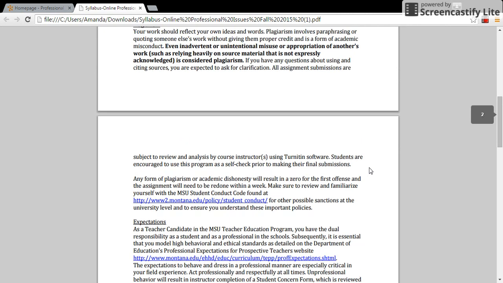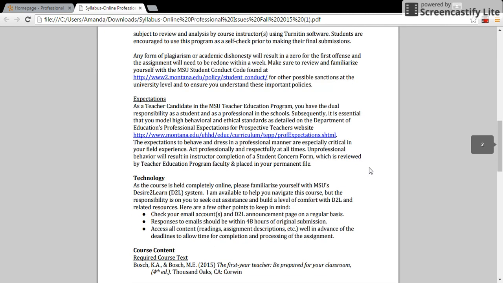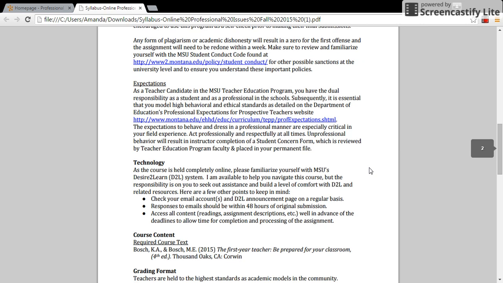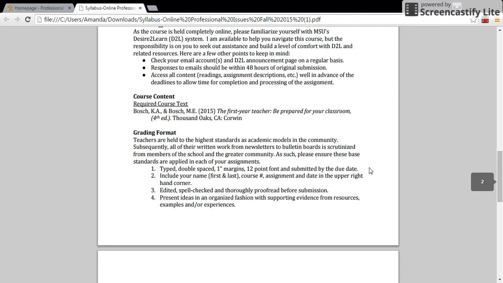I do strongly encourage that you read over the plagiarism policies and the overall expectations of our teacher candidates from the MSU webpage. They are the same across the department, so just keep those in mind throughout this course.